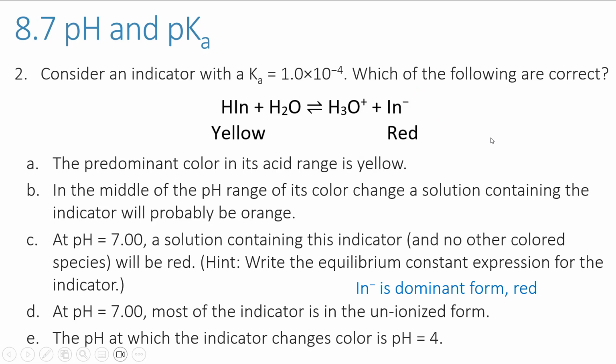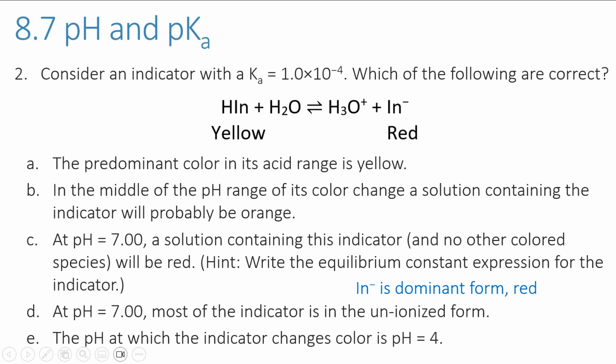So here we have an indicator that has a Ka of 1 times 10 to the minus 4. So which of the following are going to be correct? So here we see that we have the indicator, which is written as a weak acid. And this is just present in water. So that's the strongest base that I have to receive an H plus from the acid, leaving behind In minus. So we know that when the predominant form is HIn, in its acidified form, it will be yellow, and in its basic form, it will be red.